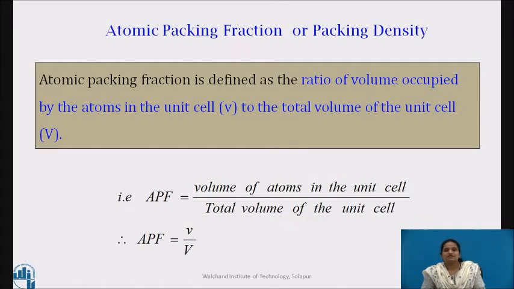Now let us see what is meant by atomic packing fraction. The fraction of space occupied by the atoms in a unit cell is known as atomic packing fraction. It is defined as the ratio of volume occupied by the atoms in the unit cell to the total volume of the unit cell, and it is given by small v divided by capital V.